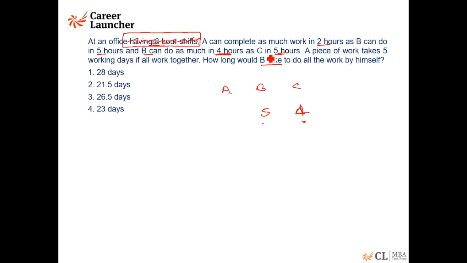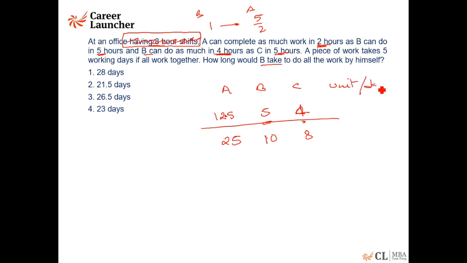What about A and B? What A can do in 2 hours, B takes 5 hours. So productivity of A is 2.5 times, or A will do 5 by 2 amount of work as much as B does. So if B does 1 unit of work, A will do 5 by 2 or 2.5 units of work. So if B does 5 units of work, A will do 5 into 5 by 2, 25 by 2, which is 12.5 units of work. Now let me convert this into integers to make my life easier. That means if C does 8 units of work, B will do 10 units of work, and A will do 25 units of work. Let me say this is the amount of work they do per day.